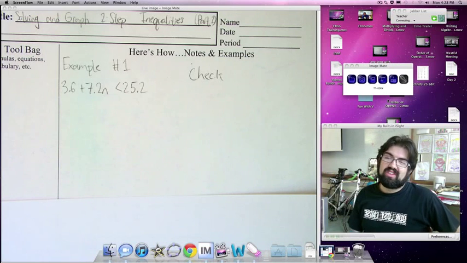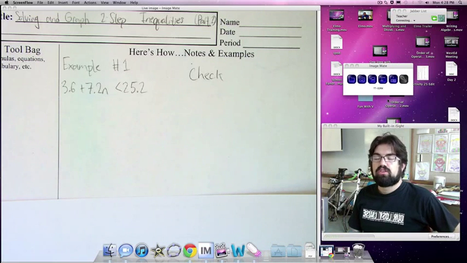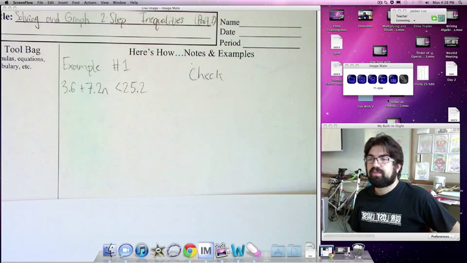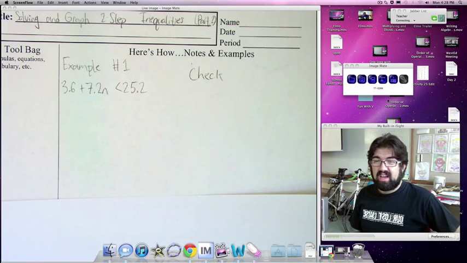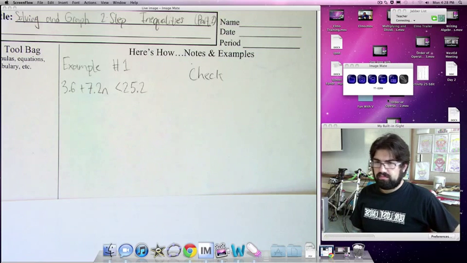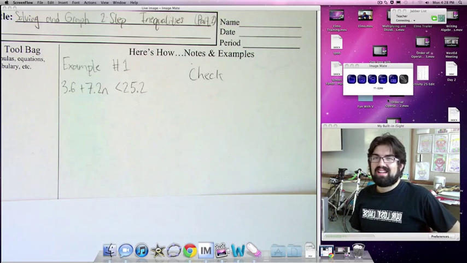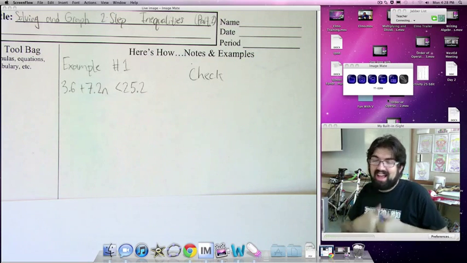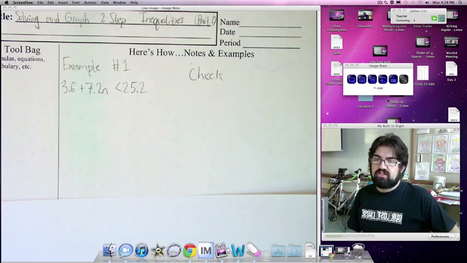Hi, this is the second part of solving and graphing two-step inequalities. This is our first example of two. 3.6 plus 7.2 times n is less than 25.2. Hey, gotta love them decimals. Two ways of doing this one.